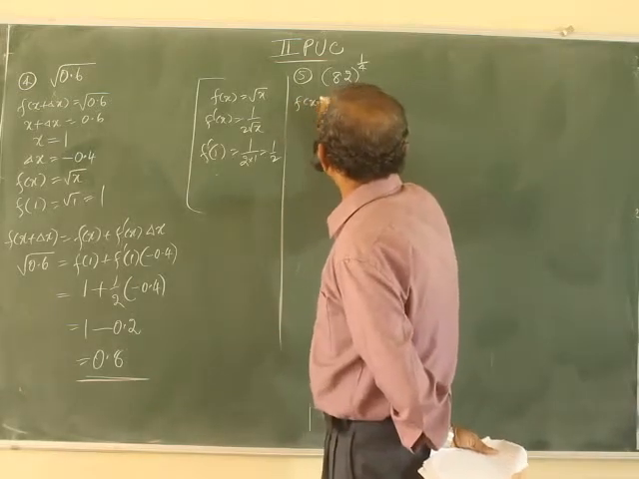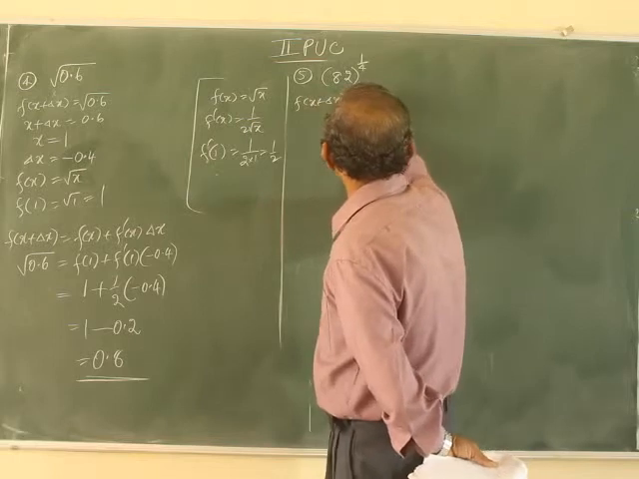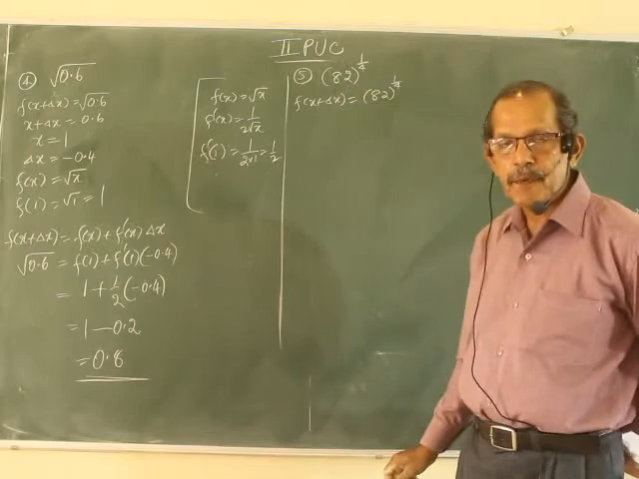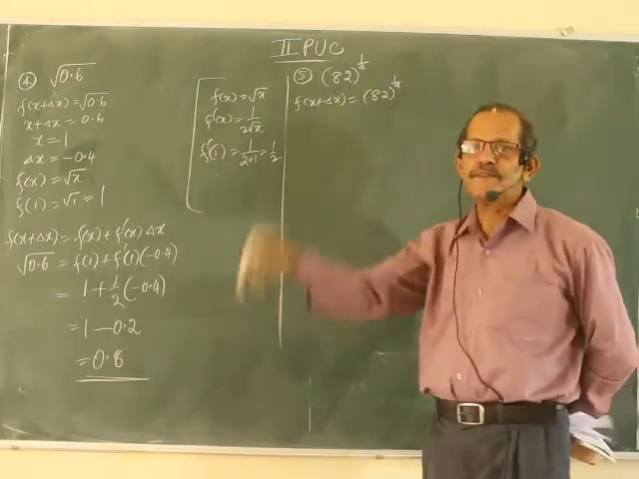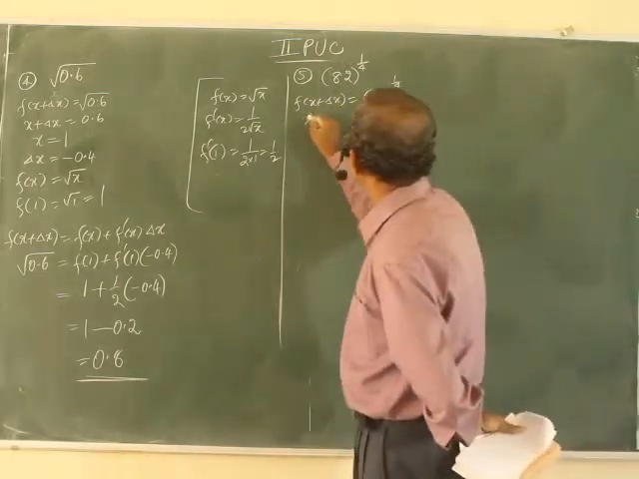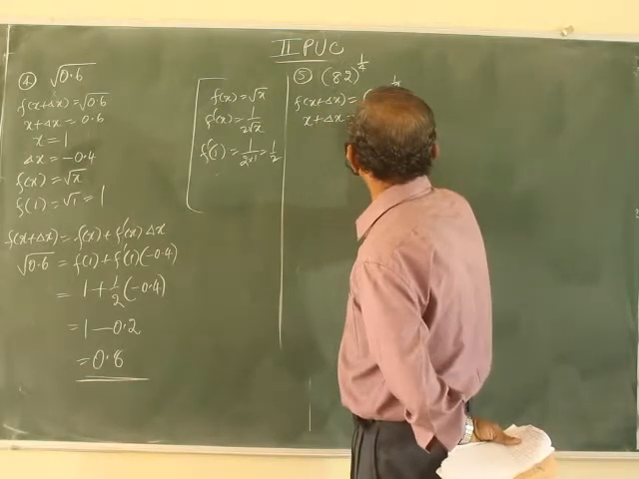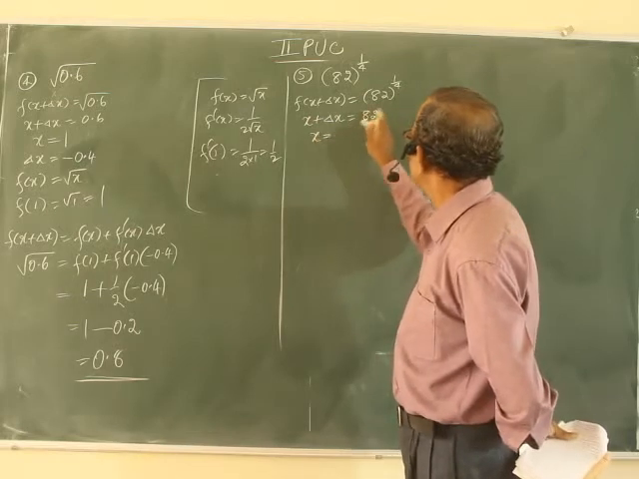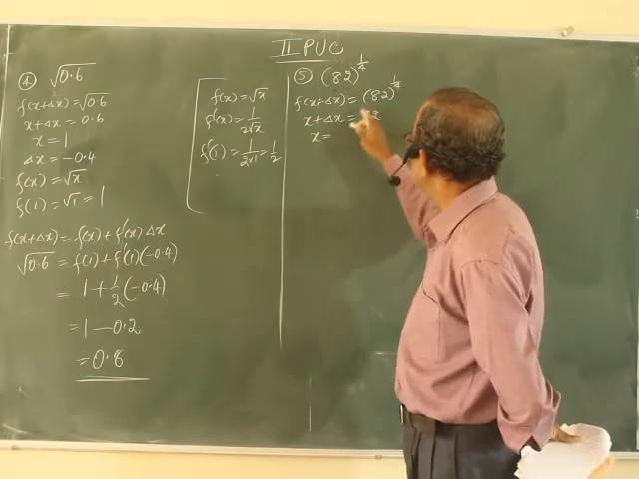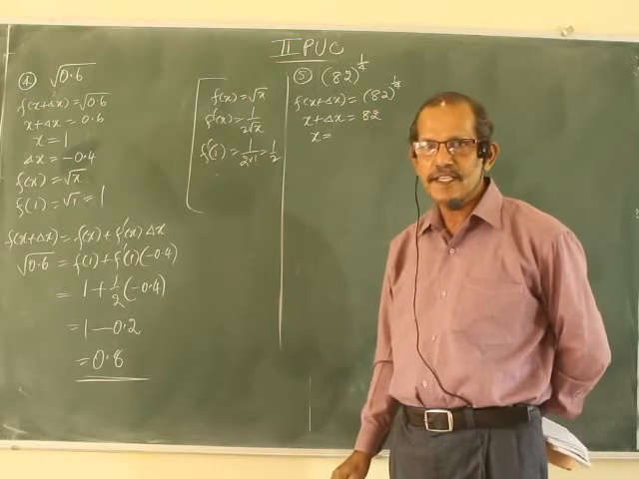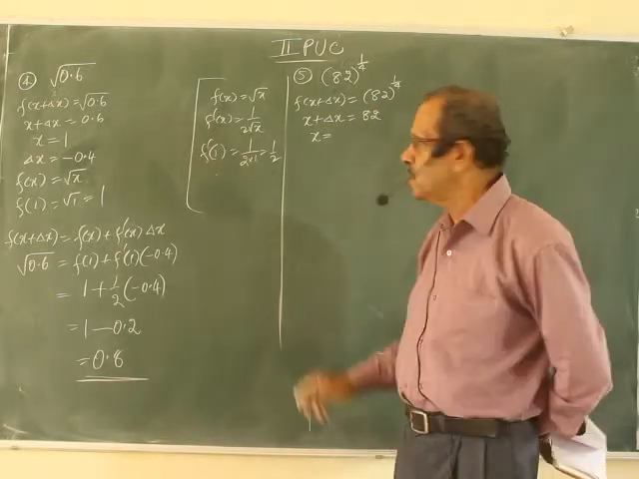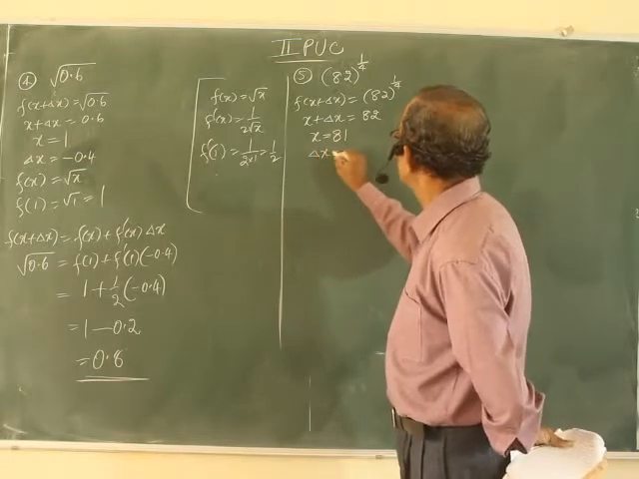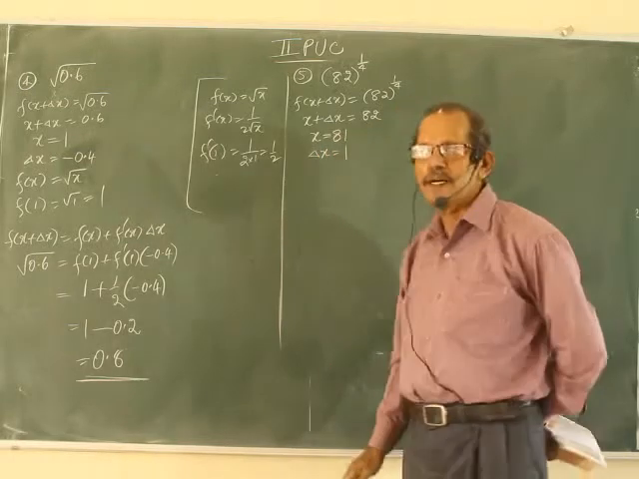f of x plus delta x is 82 to the power 1 by 4. The function whose approximate value is required is f of x plus delta x. Therefore, x plus delta x is no doubt 82. For x, you know the 4th root of 81 is known: 3 it is, 3 to the power 4 is 81. So, let me write 81. Therefore, delta x is 1, 81 plus 1.